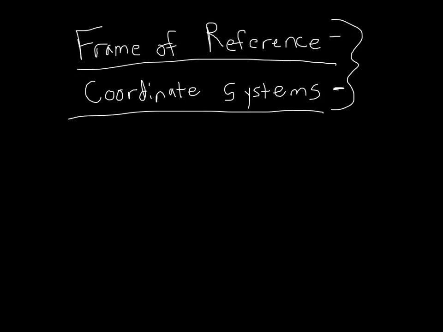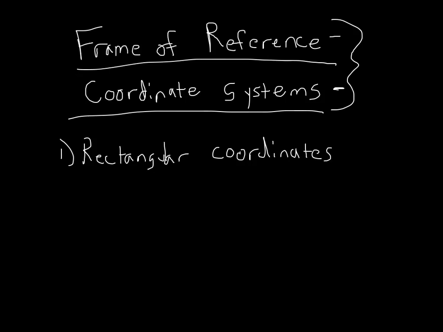Usually in physics, in this class, we're going to use something called a rectangular coordinate system. This is where we describe where something is in kind of a rectangular grid. So we describe it based on where it is in some x position, some y position, and maybe if we need to, some z position.